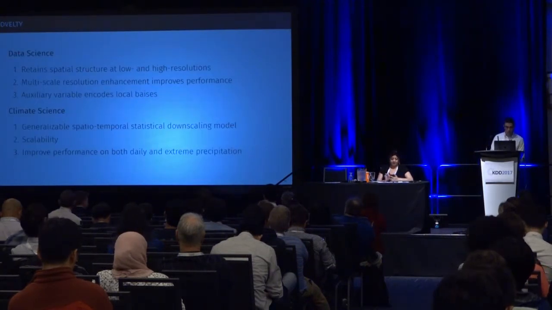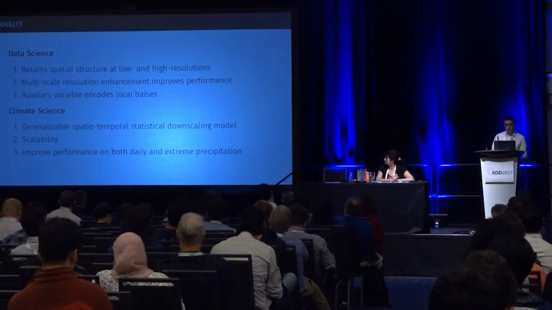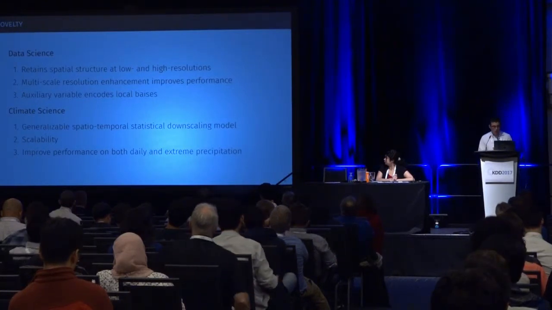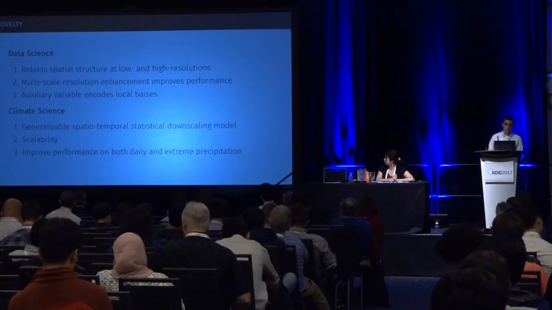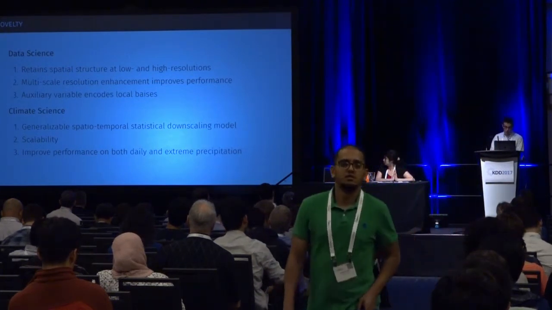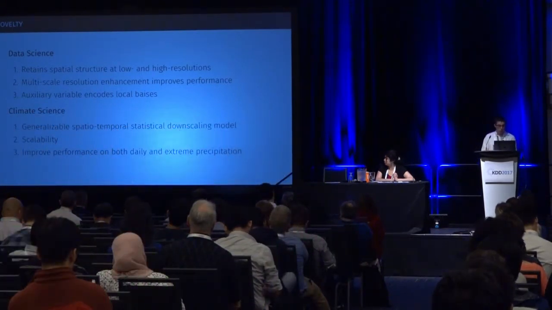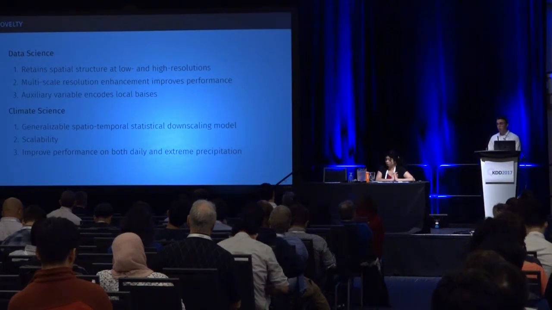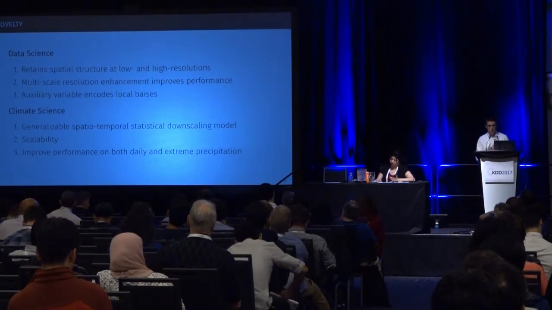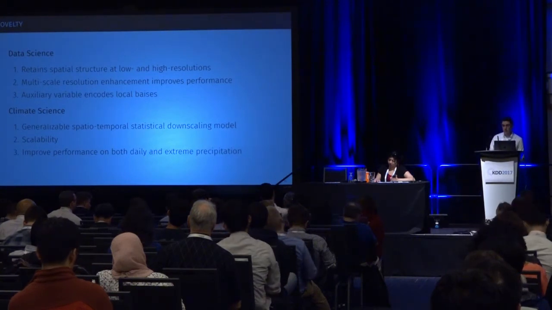So some of the novelty here, the conclusion. With this new approach, we're able to retain spatial structure at the low and high resolutions. The multi-scale resolution enhancement actually improves performance significantly. And adding the auxiliary variable is able to encode the local biases. On the climate science side, we have a more generalizable spatial-temporal statistical downscaling model, where we did not have one before. It's also scalable, so we can run these on all the global climate models that we have, which is terabytes and terabytes of data. And we were able to improve performance on both daily and extreme precipitation.